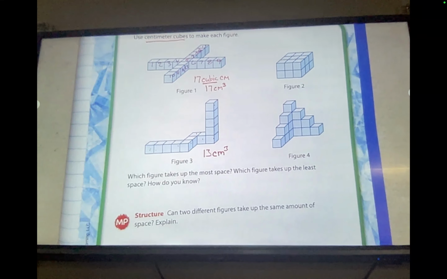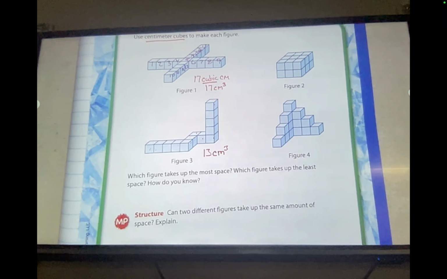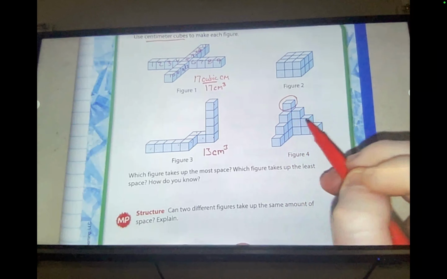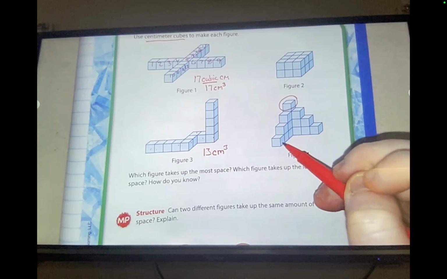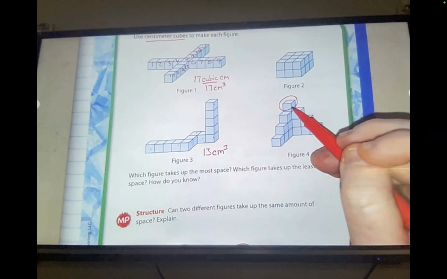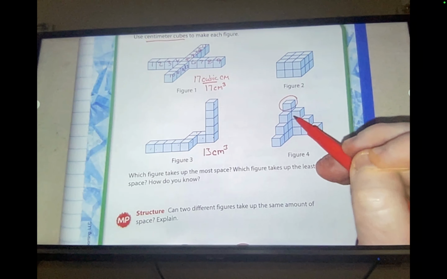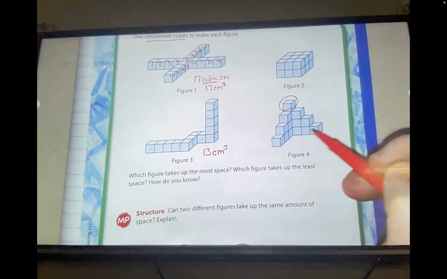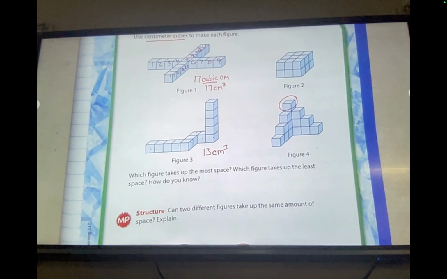Now, look at figure 2. It's a little bit different. I think you could do figure 4 pretty easily, except there's 2 things I want to talk about. Look at this shape right here. Now, that shape we know we have 1, 2, 3, 4, 5, 6, 7. But how is this one holding up? That means there has to be some underneath that. So 8, 9, 10, 11, 12, 13, 14, 15, 16 cubic centimeters there.